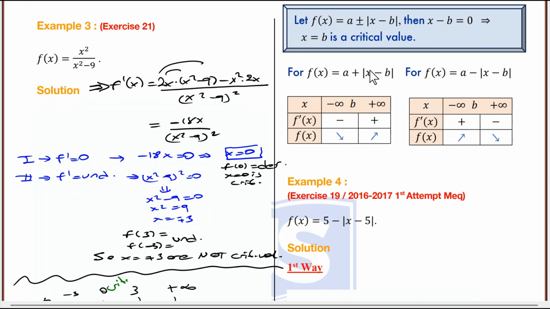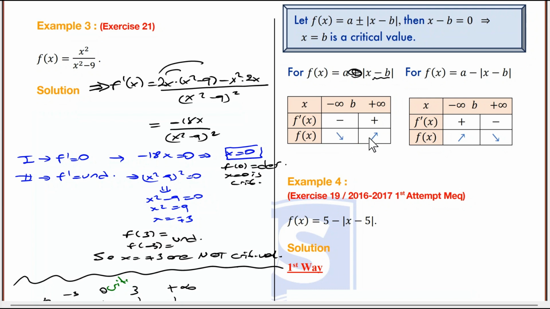One of which is if your function is written with a positive sign in front of the absolute value and your critical value, let's say b. You know what the critical value for absolute value is? It is the number that makes the inside of the absolute value 0. When you equalize the inside of the absolute value to 0, b is the critical value. So when you make a table of variations, you put b, and on the right start with positive because the sign of the absolute value is positive, and the other side will be negative.